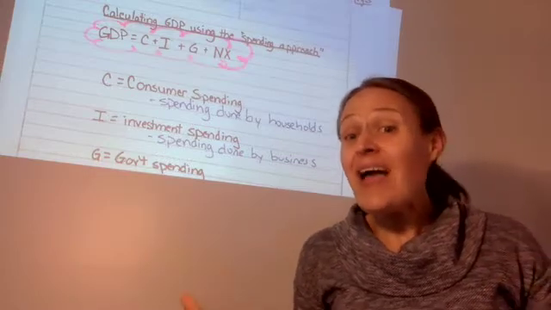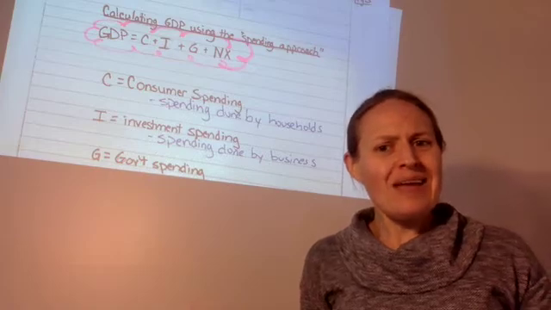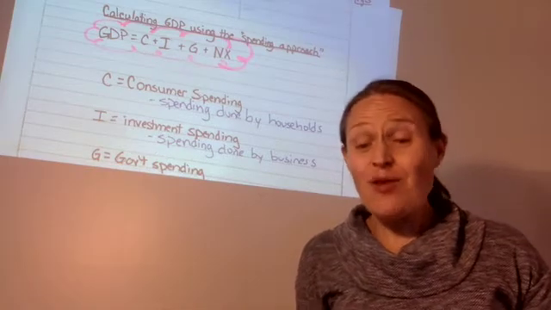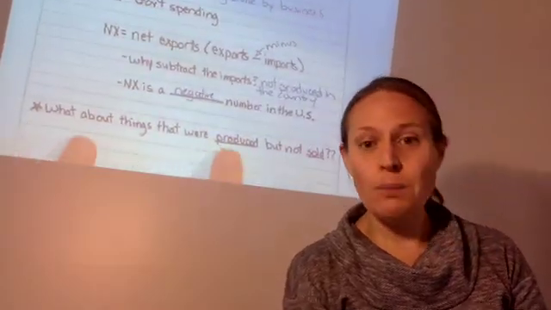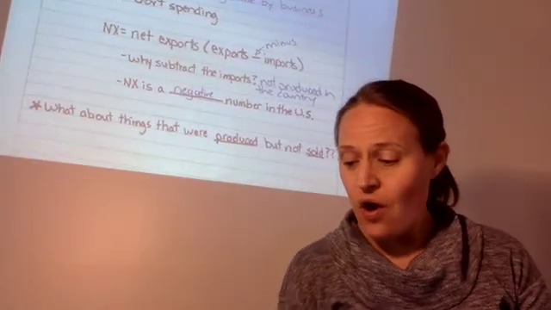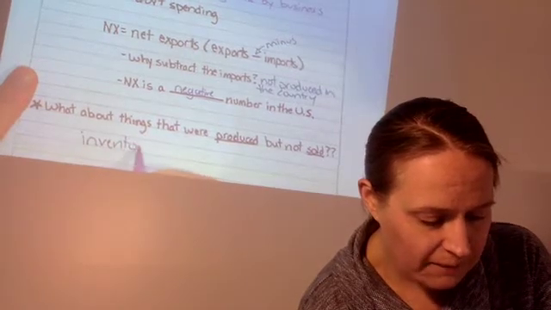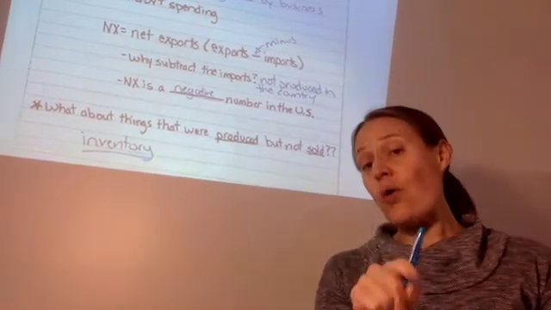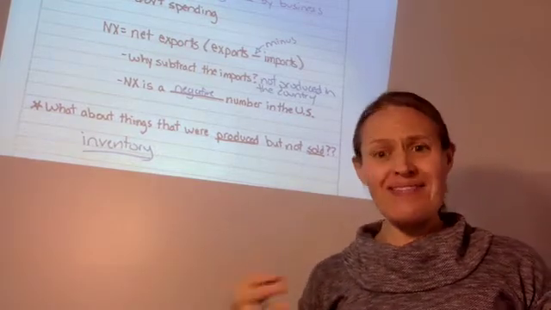If they got made in a year but they didn't get bought, well, they still got made, so they should still count in our GDP. So here we have, what about the things that were produced or made but not sold? Well, that is called a business's inventory. Inventory is the things that a business has.